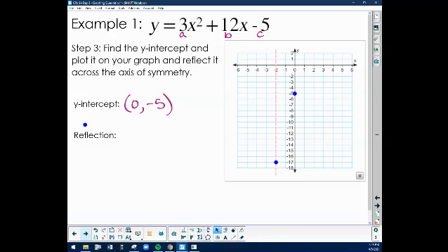But because the axis of symmetry cuts my graph perfectly in half, I can get another point just by reflecting it. So if this is the axis of symmetry, this point is 2 points that way. I can get the other half by going 2 points that way. It's like a mirror reflection. So we'll reflect over the axis of symmetry and write what that point is. That point is negative 4, negative 5.